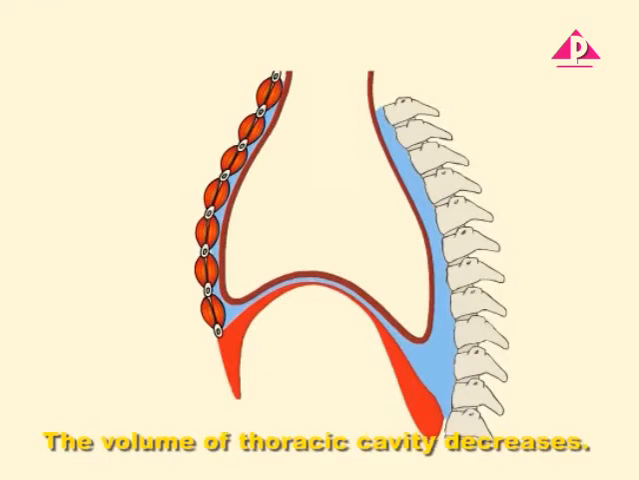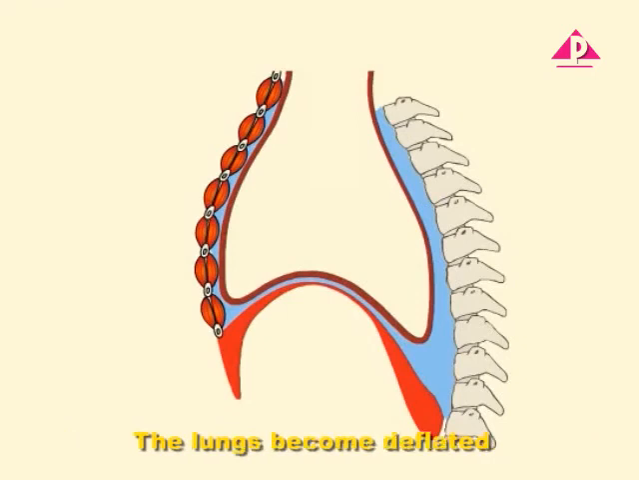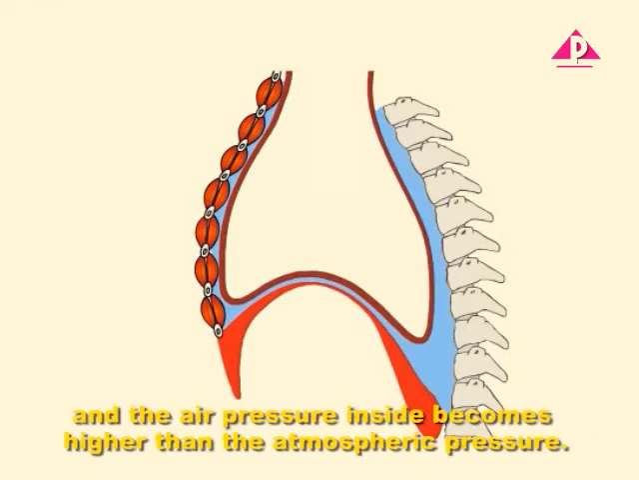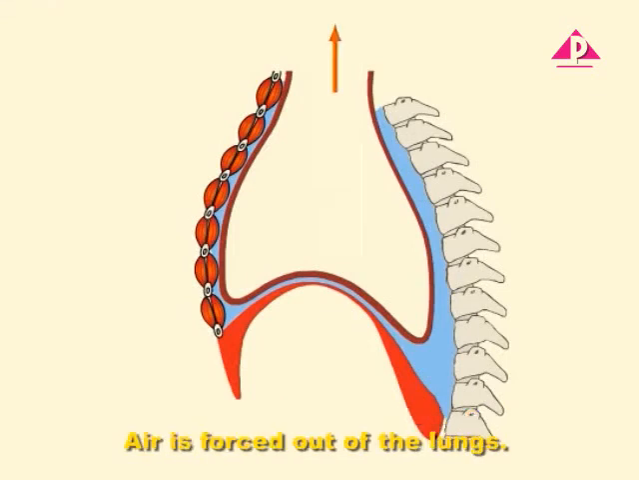The volume of thoracic cavity decreases. The lungs become deflated and the air pressure inside becomes higher than the atmospheric pressure. Air is forced out of the lungs.